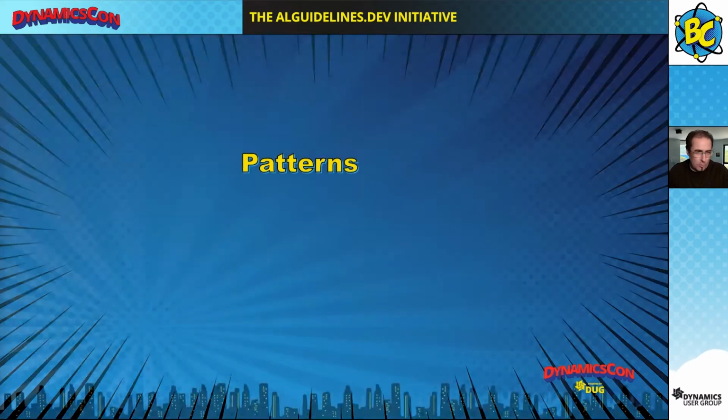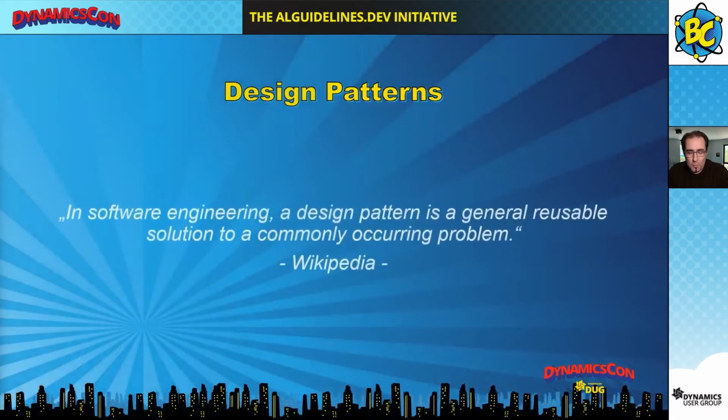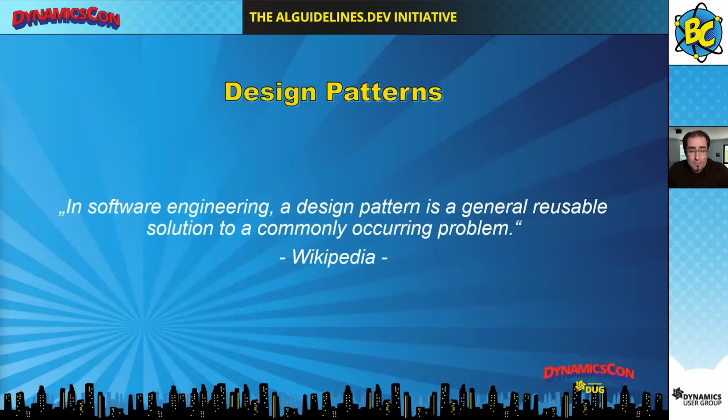Well, by far the most important is the patterns part. And when we look into a pattern or design patterns, well, this is what I found on Wikipedia. In software engineering, design patterns are in general reusable solutions to a commonly occurring problem. A solution for a problem. Also meaning when you don't have the problem, this is not a solution.